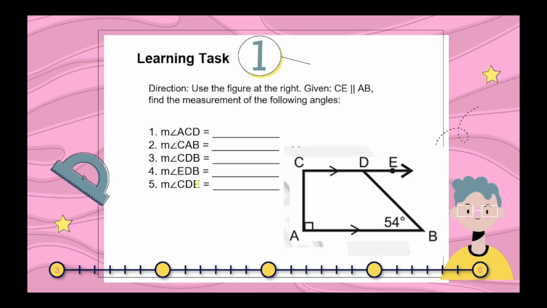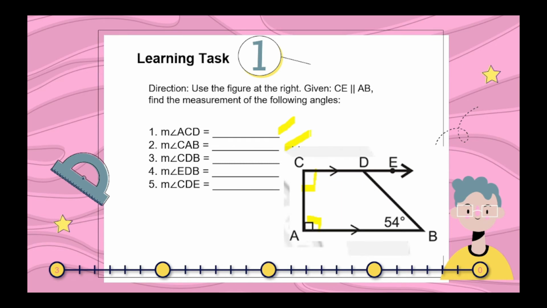Alright, so let us now do your learning task number 1. Okay, so given the figure, direction, use the figure at the right. Given CE, so this is CE, parallel to AB. Find the measurement of the following angles. Number 1, measure of angle ACD. So this is measure of angle ACD. So anong measure niyan? That is item number 1. Number 2, measure of angle CAB. CAB. So ito naman si CAB. That is item number 2.